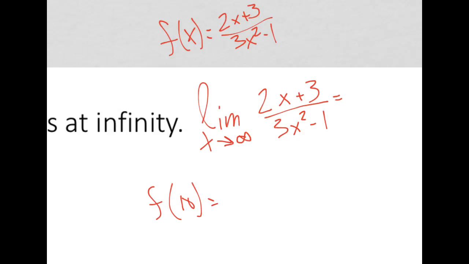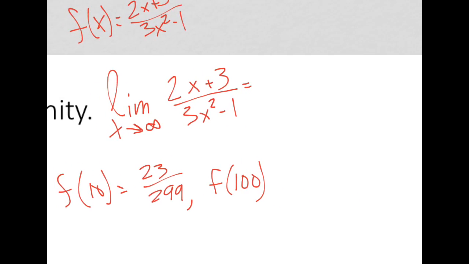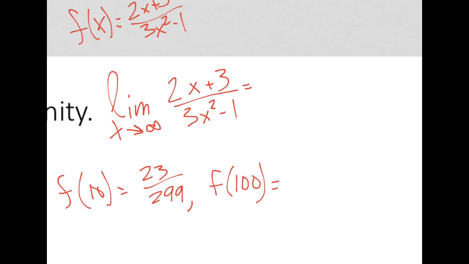Well, let's think about some different x values as we get bigger and bigger. So f of 10 is going to be 23 over 299. So that's already a very small fraction, 23 299ths. Ooh, that's tiny. But compare that to, say, f of 100, which is a little bit bigger, but not so much bigger when you're thinking about infinity.